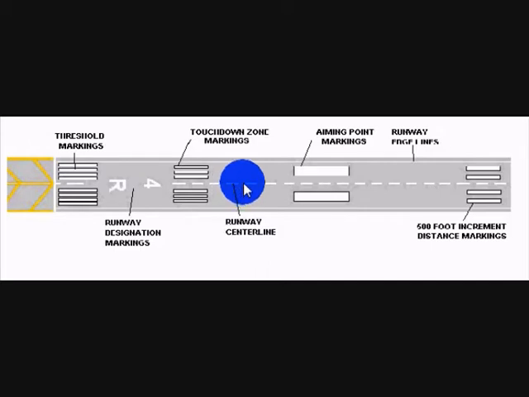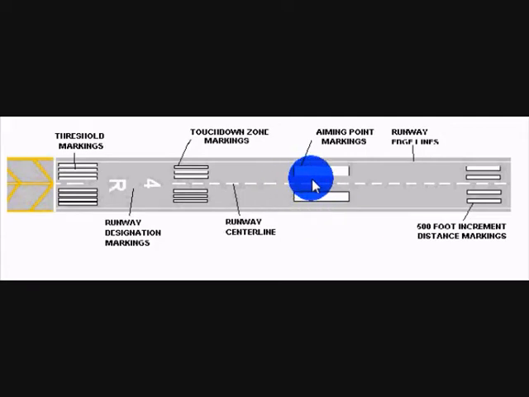Airport aiming point markings. Your aiming point markings are what you're looking at when you're coming in on final approach. This is the area of the runway you really want to try and land on. Now you can land near the touchdown zone markings, because this is the beginning of the touchdown zone, but the aiming point is where you're aiming to land your aircraft when you come in on final.